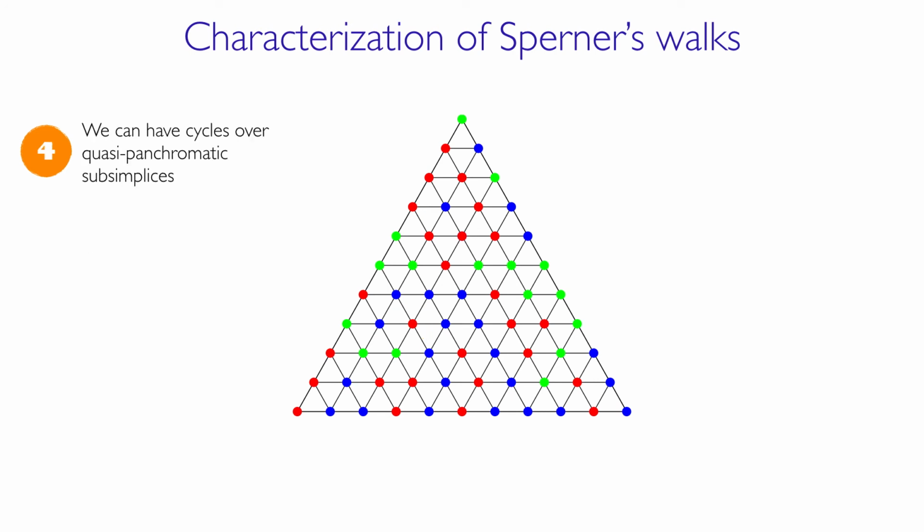Finally, the fourth class. We can have cycles over a sequence of only quasi-panchromatic subsimplices. Here an example.